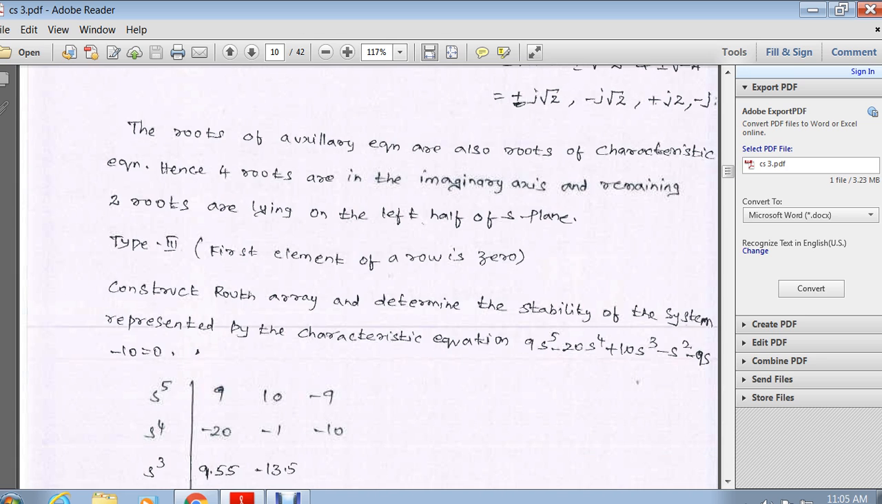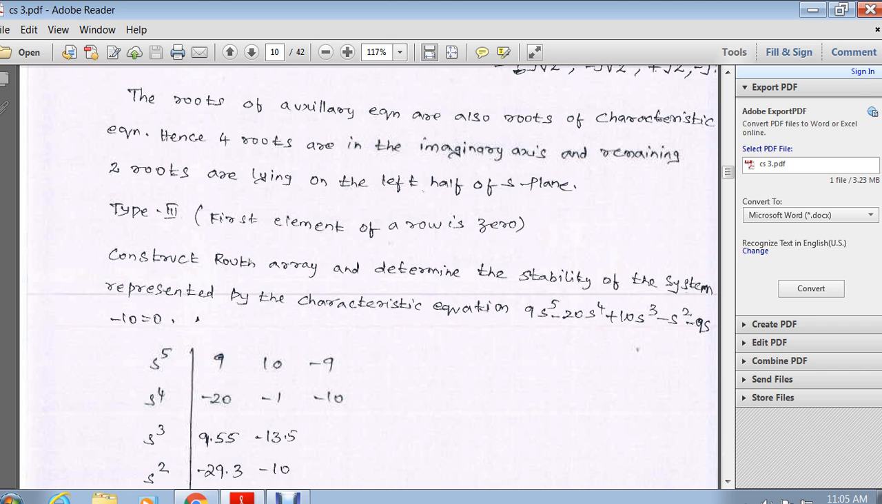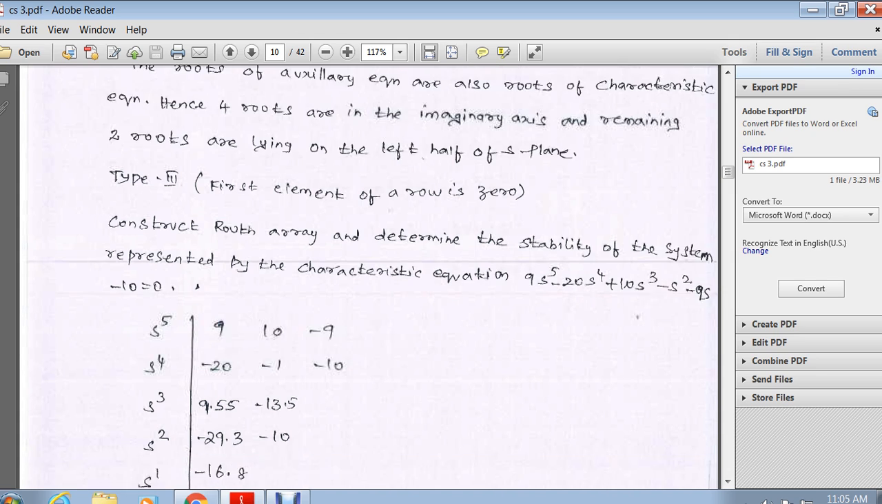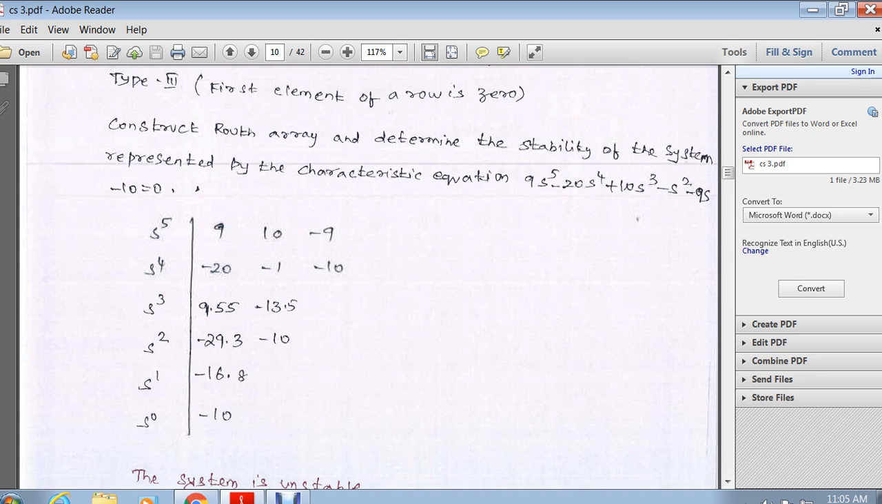The last case is where the first element of a row is 0. Then what do I have to do? Construct the Routh array and determine the stability of the system represented by the characteristic equation 9s^5 - 20s^4 + 10s^3 - s^2 - s - 10 = 0. Here we construct the Routh array based on the odd powers of s. Initially 9, 10, -1; s^4 has -20, -1, -10.